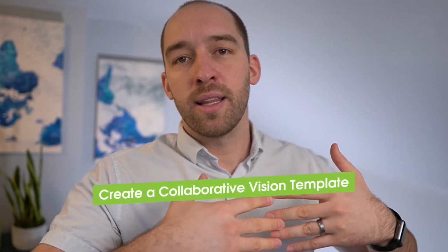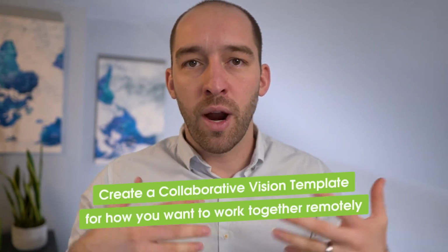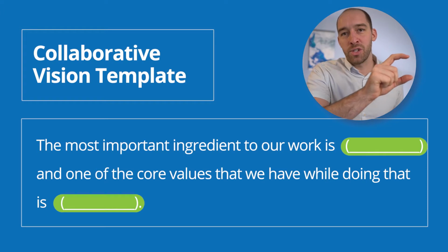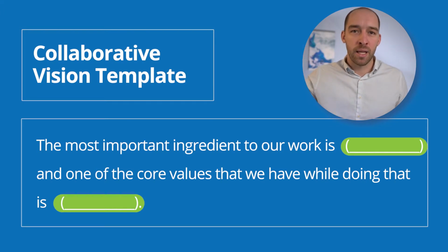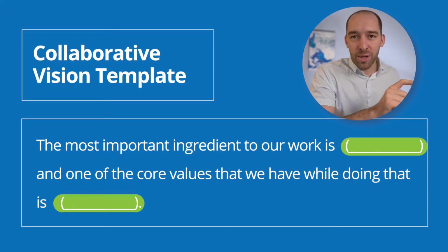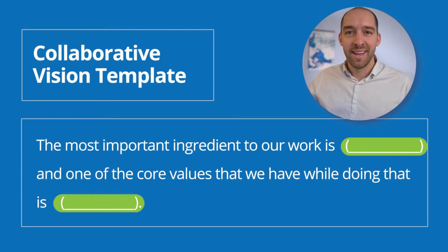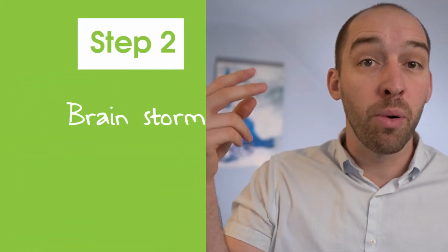So what I'm saying is, create a collaborative vision template for how you want to work together remotely. So your vision template might start out, the most important ingredient to our work is blank. And one of the core values that we have while doing that is blank, right? So you can see you do a little bit of prep work to come up with a base template. And then step 2, you brainstorm the blanks.